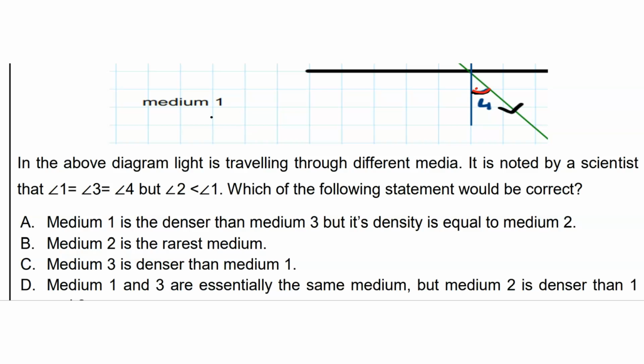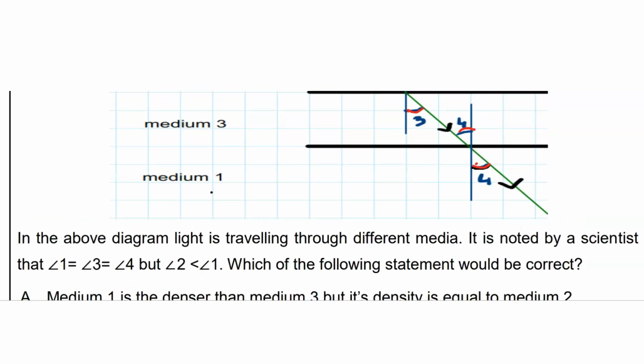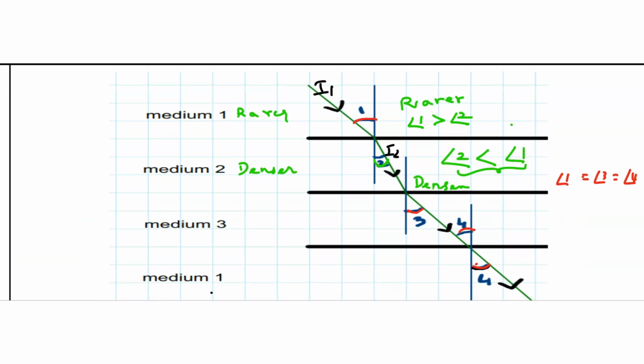Let us read the statements first. Medium 1 is denser than medium 3, but its density is equal to medium 2. What are they saying? Medium 1 is denser than medium 3 and its density is equal to medium 2. Actually, it is not the case. We have seen this. This medium 2 is denser than the rarer medium. And with the other given information, these angles are the same.